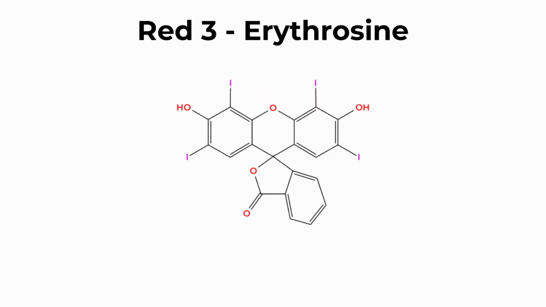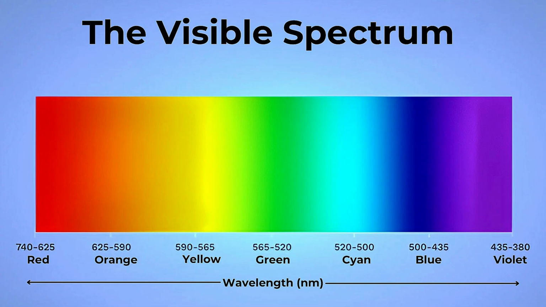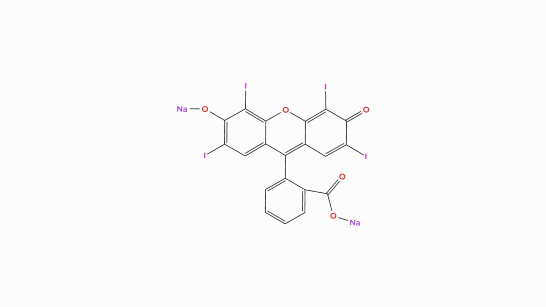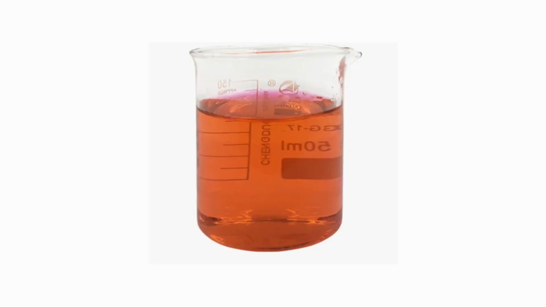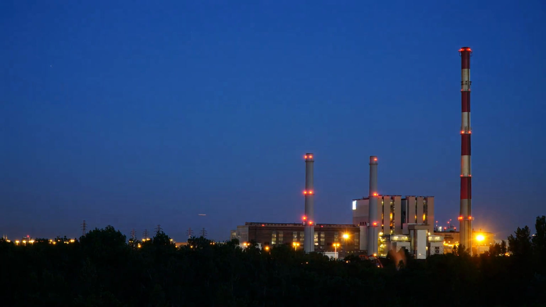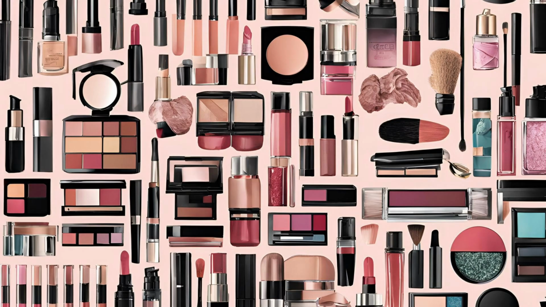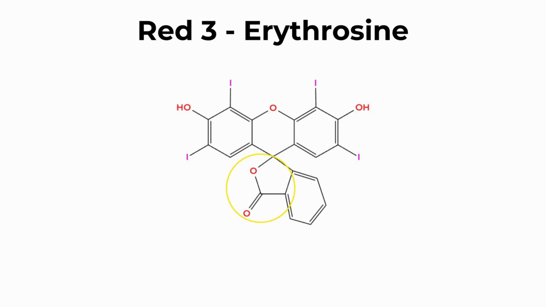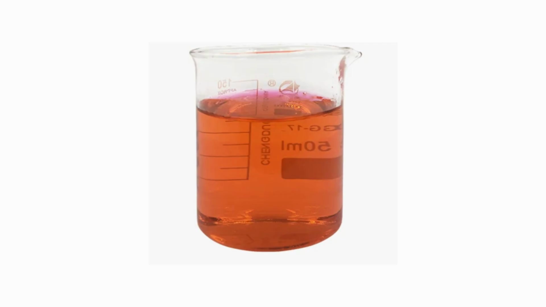The iodine atoms increase the conjugation in the aromatic rings, which is crucial for absorbing light in the red region of the visible spectrum. The dye is generally used in its sodium salt form, which enhances its solubility in water. This solubility is important because it allows Red 3 to be incorporated into aqueous solutions, making it suitable for various industrial applications, including food and cosmetics. The molecule also contains carboxylate groups that ionize in water, forming salts and further increasing solubility.